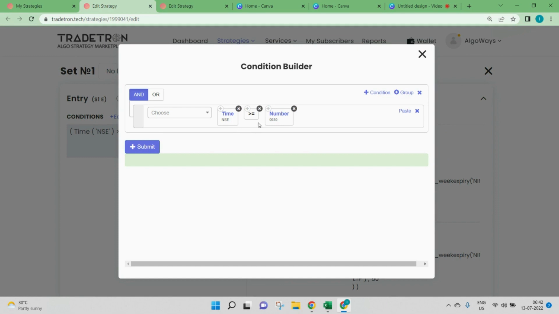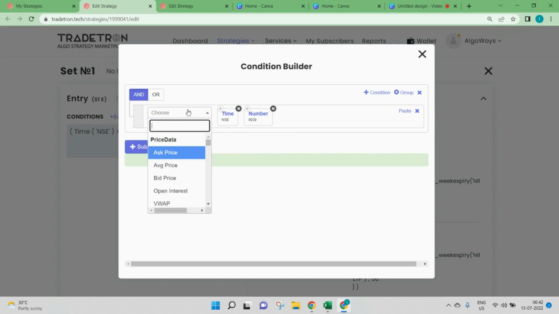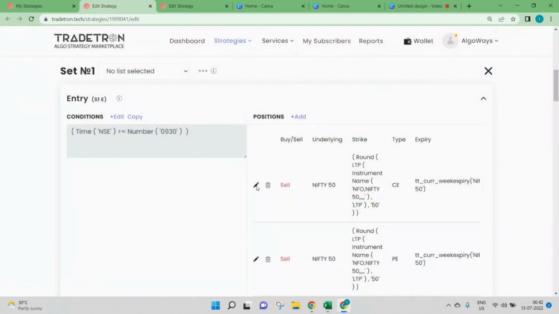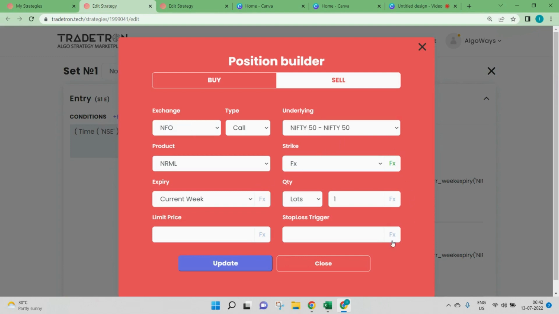Time is greater than or equal to 9:30. We can do is-equal-to also, but that means the entry will happen only once at 9:30. After that, whatever happens, the next entry will take place the next day only at 9:30. But we will keep it as greater than or equal to in case we want to take the re-entry again. So, the time condition, then we are selling the straddle here.